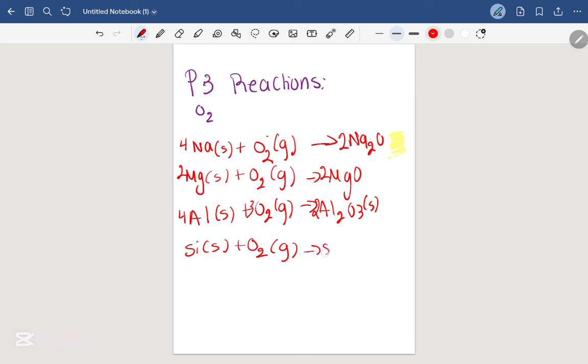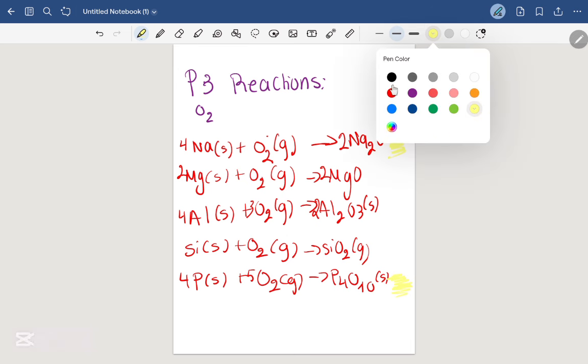Then we move on to phosphorus. Phosphorus solid, in addition to oxygen gas, is supposed to give me P4O10, right, which is a solid. Now, to balance it, you put a 4 here and a 5 here. Now, what is the color of the flame? The color of this flame is yellow as well.